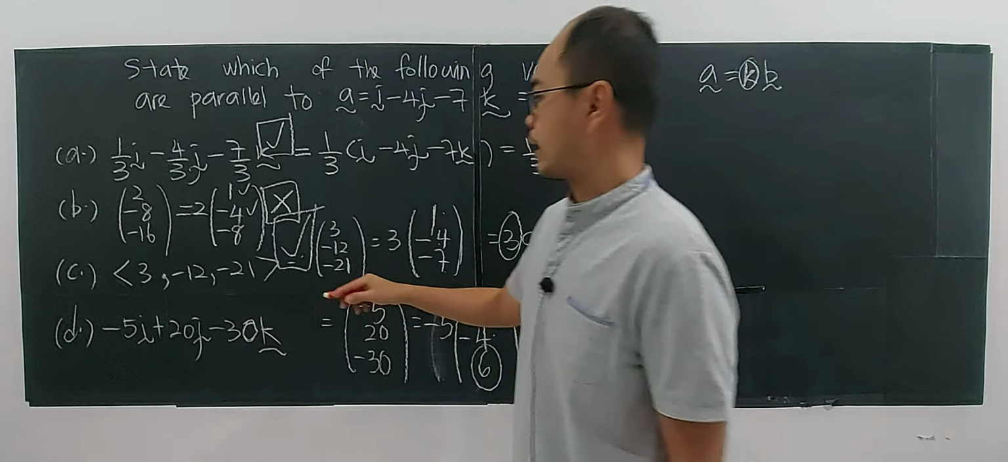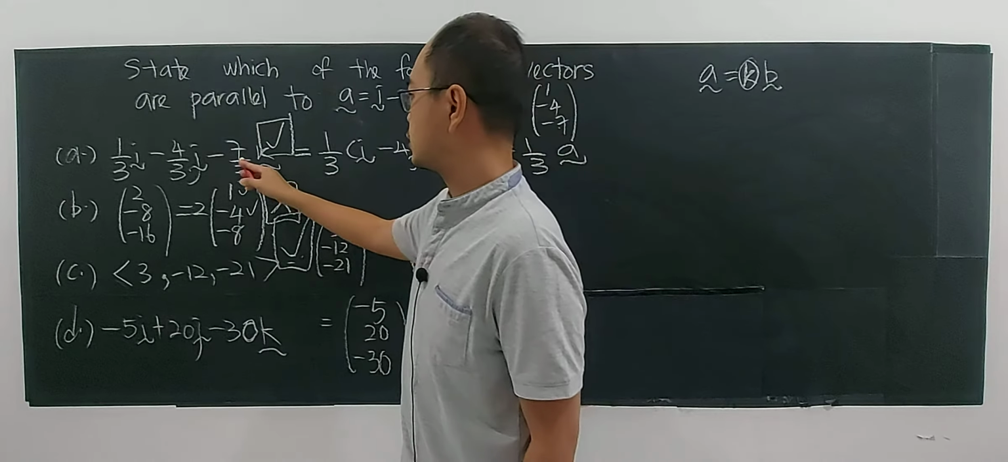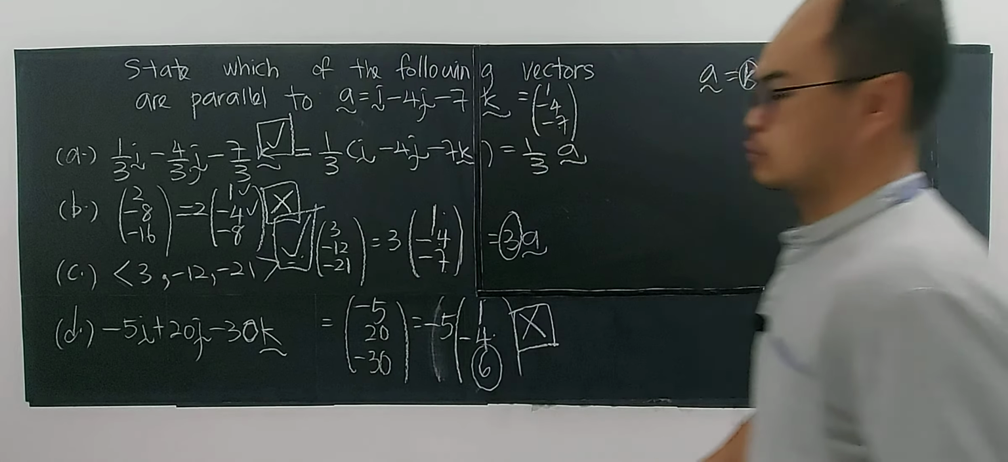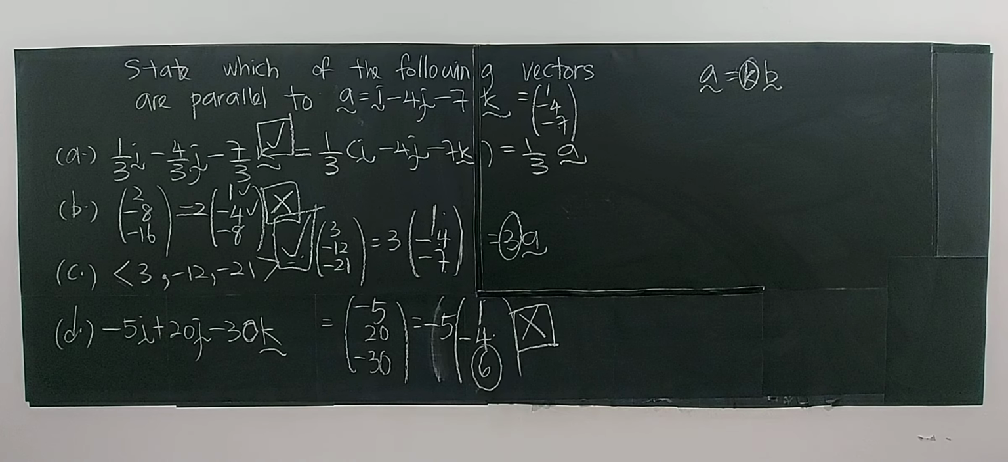So there are only two vectors which are parallel to this vector, which are part A and part C. Alright. Hope you understand the meaning of parallel vector.